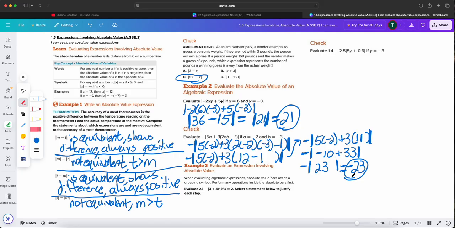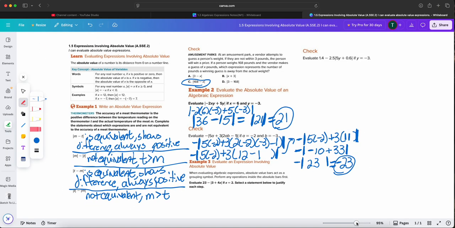So it says evaluate, and then we have 23 minus, let me zoom out, 23 minus the absolute value of 3 plus 4x. It wants us to plug in 2 for x. So we'll have 23 minus the absolute value of 3 plus 4 times 2. We have to do this absolute value first since it's grouping. So we keep 3. 4 times 2 is 8.